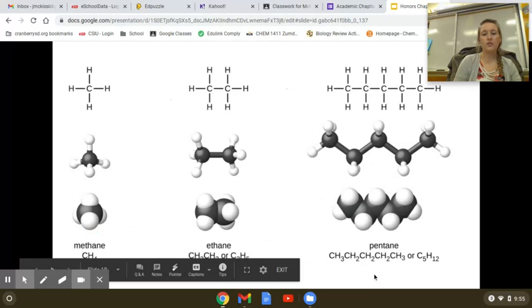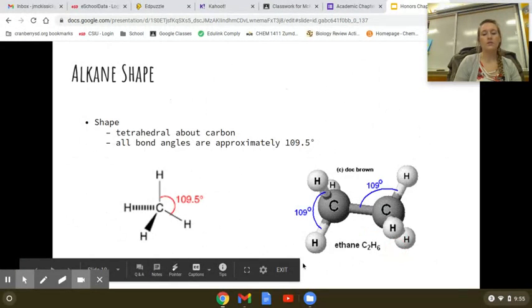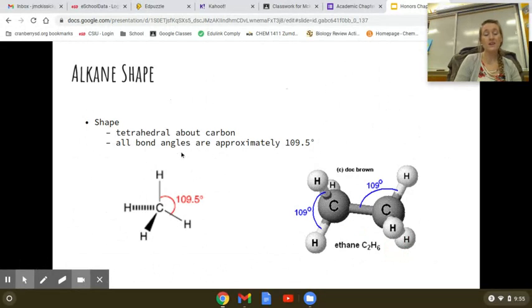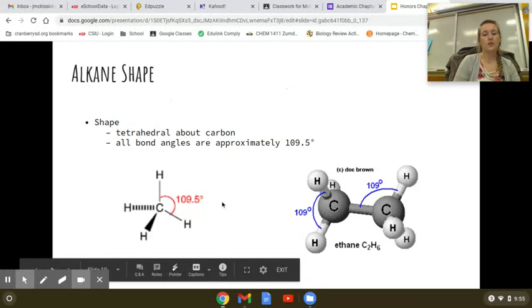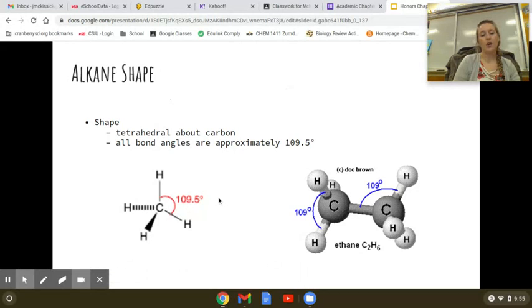Okay, here are some of those again. We have our regular model, the ball and stick, the space filling, and a couple of different ones there. The last thing I want to cover is alkane shapes. They are tetrahedral about the carbon. So around the carbon, they're going to be basically our tetrahedral shape, and all bond angles are going to be approximately 109.5 degrees, which is typical for that tetrahedral shape.